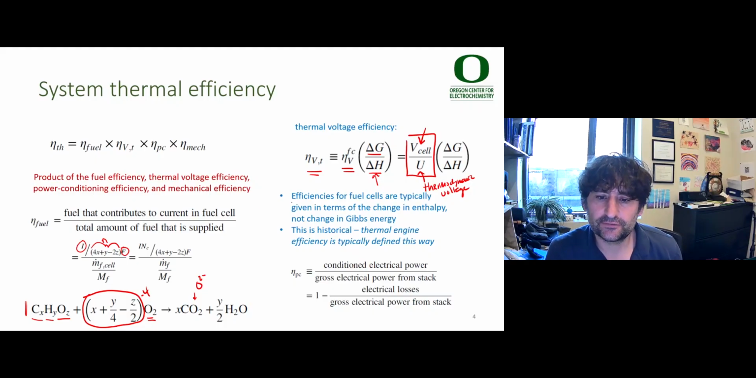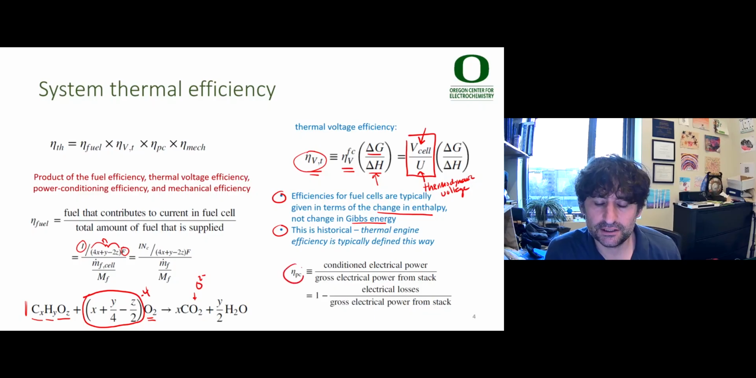So efficiencies for fuel cells are typically given in terms of change in enthalpy, not Gibbs energy like we've discussed before. And this is really historical. As I mentioned, the thermal engine efficiency is typically defined this way. So if you look up the efficiency of an internal combustion engine, it's going to be defined in terms of this thermal efficiency, taking into account the total heat generated by combustion.